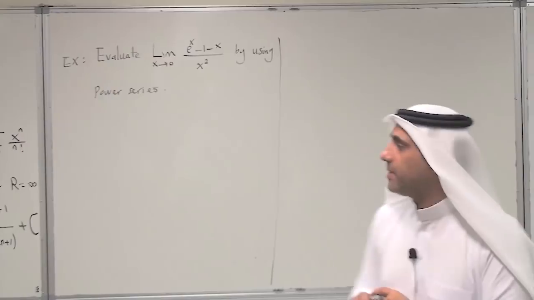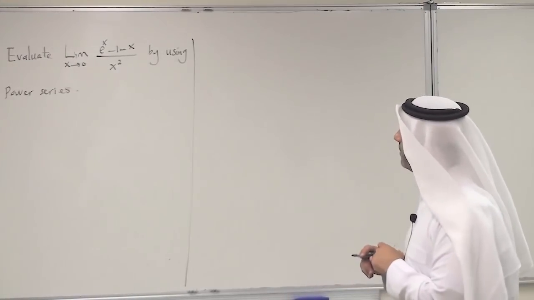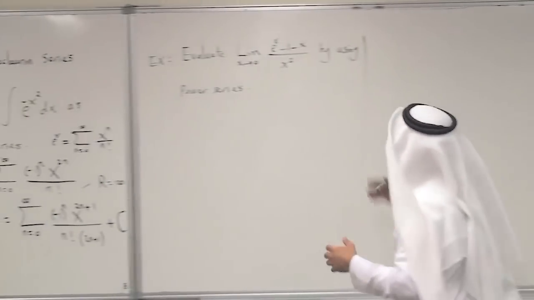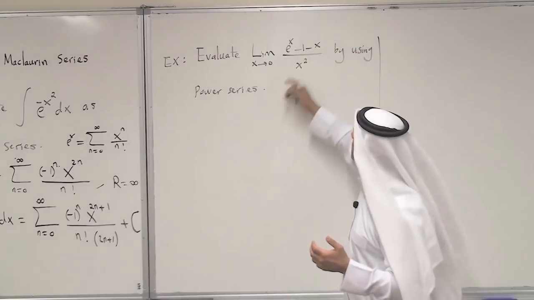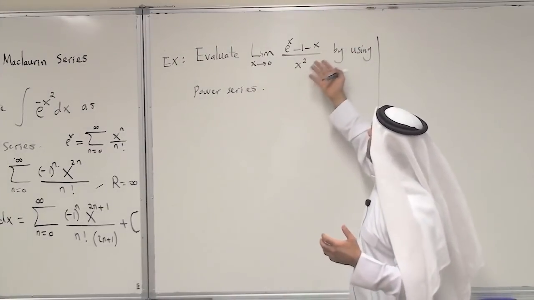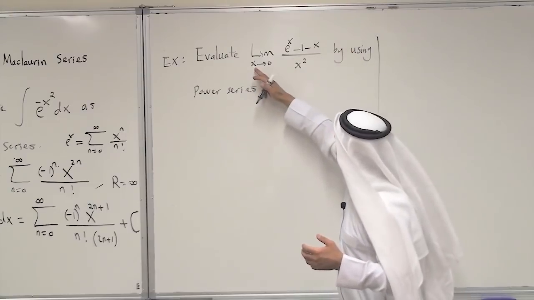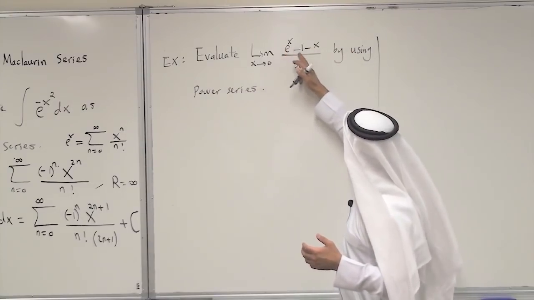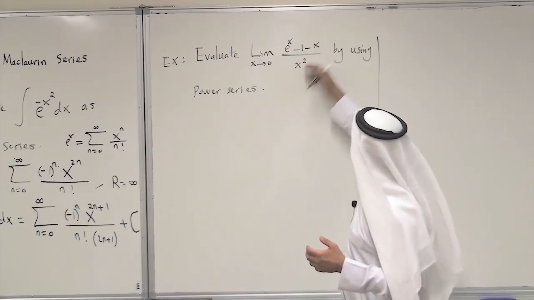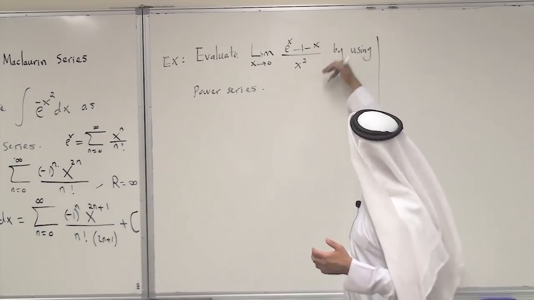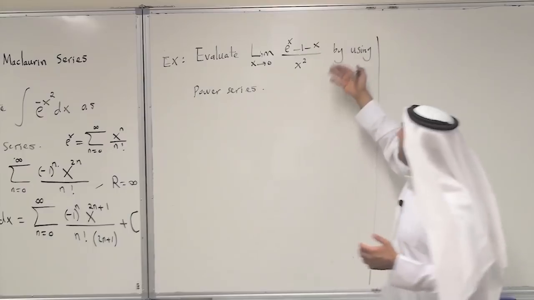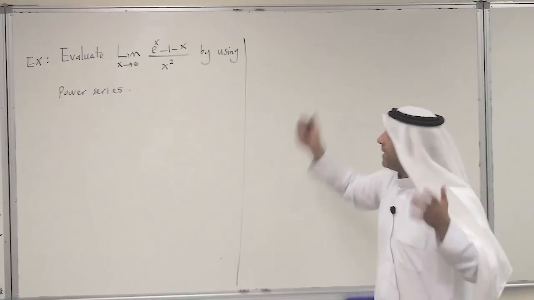Another example of interest is to find this limit by using power series. Yes, I know that someone will say, why do we need power series? Because this can be evaluated by using L'Hopital's rule. For example, if I substitute 0 here, I will have 1 minus 0, that is 0 over 0. So it is one of the indeterminate forms. And then I can differentiate maybe two times to get the answer. Okay, let us do that.